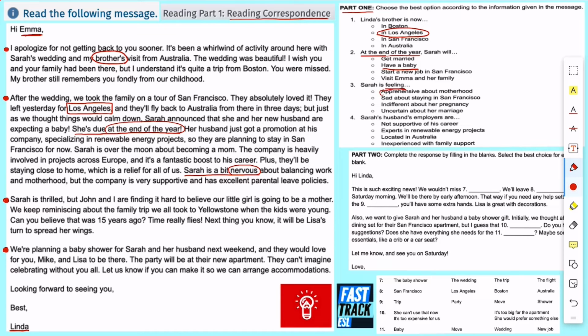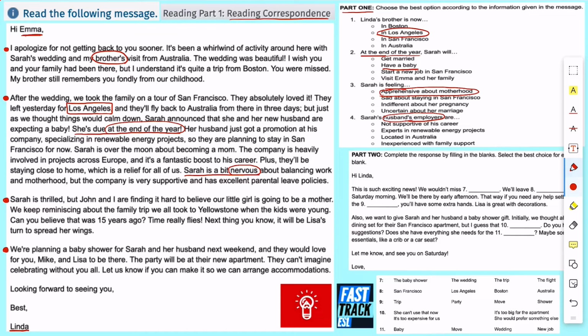Question number 4. Sarah's husband's employers are... Okay, so Sarah's husband has an employer, and we want to know what the passage has to say about her husband's employers. And it's very important that you find this part and try to see what the passage has to say about it before you read the options. This is something I've been telling you again and again.